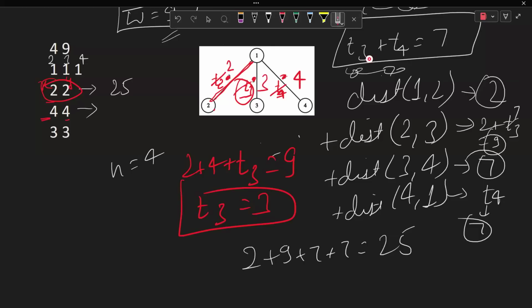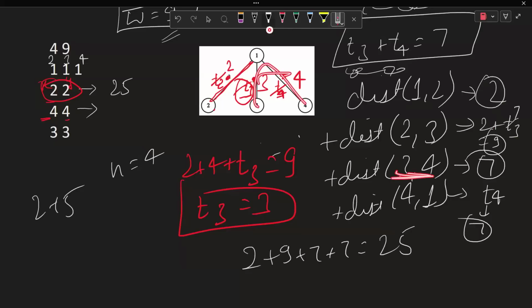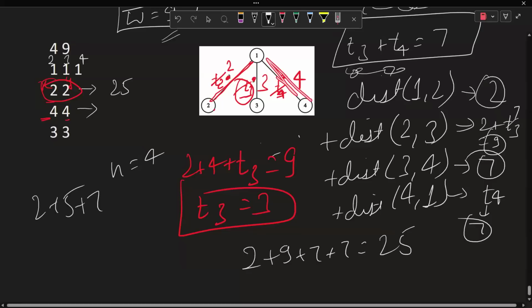So the distance from 1 to 2 is 2. The distance from 2 to 3 is 2 plus 3, which is 5. Now the distance from 3 to 4 is 3 plus 4, which is 7. The distance from 4 to 1 is 4. So this value is going to come out to be 18. Now this 3 was already known there, so here nothing is going to change. For this test case also, it would be 18.